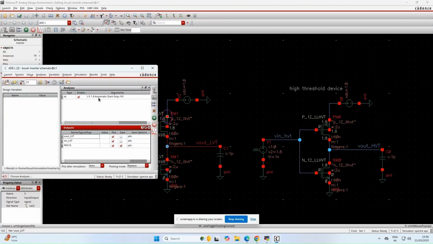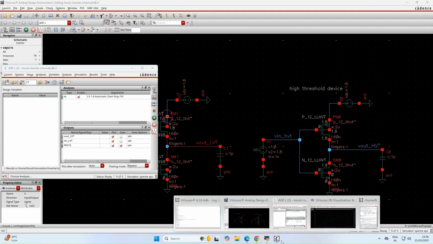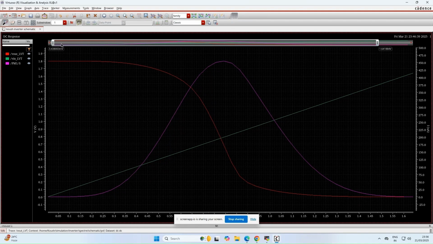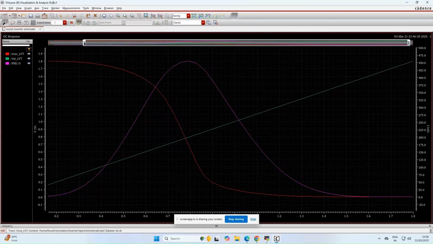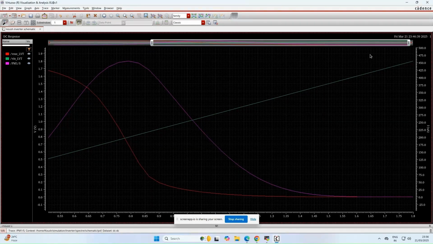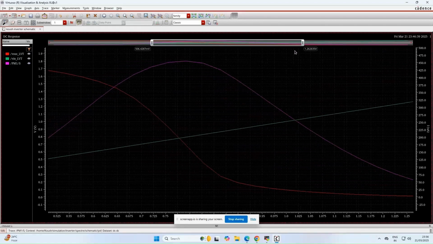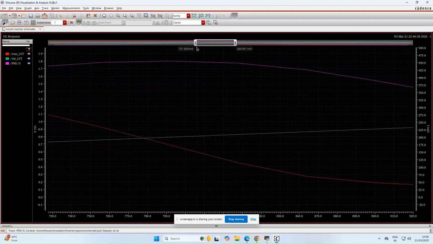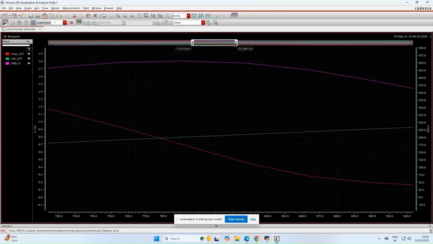All other parameters will be exactly the same for the two inverters, only we are using different threshold voltage based transistors. So you can see this is the voltage transfer characteristics for low threshold voltage based inverters. Now we will find out the switching point. The switching point is the voltage at which the output voltage is exactly equal to the input voltage. So we can zoom on the curves to find the exact voltage at which this switching will happen.